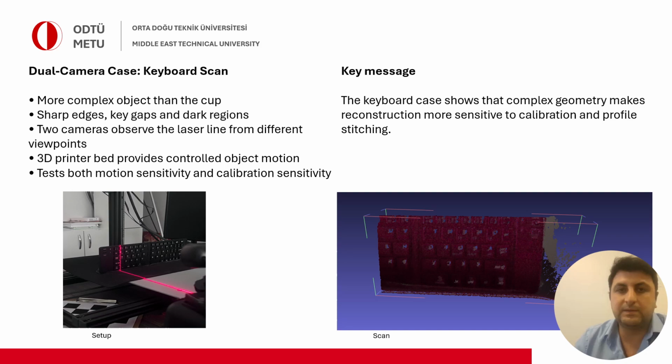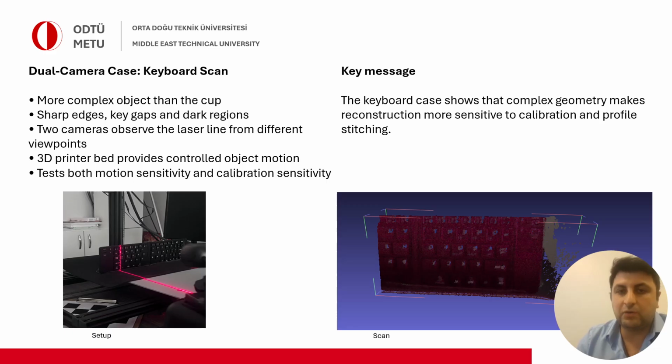After the cup experiment, I tested a more complex object, a keyboard. In the dual camera setup, the keyboard is much harder than the cup. It has sharp edges, gaps, keys, dark regions, and repeated structure. These properties make laser extraction and 3D reconstruction more difficult. In this experiment, two cameras observed the laser line from different viewpoints. The 3D printer bed provides controlled object motion. This experiment tests both calibration sensitivity and profile stitching sensitivity.